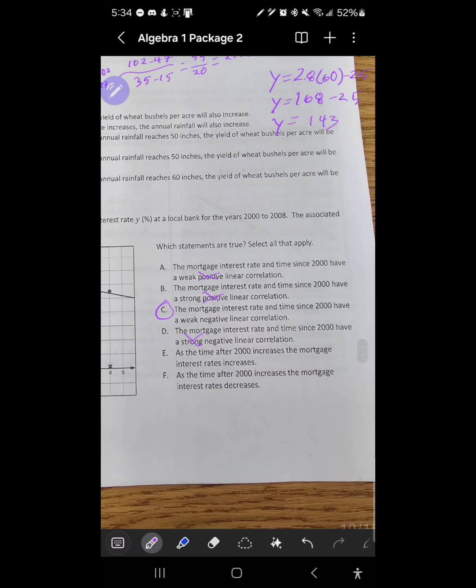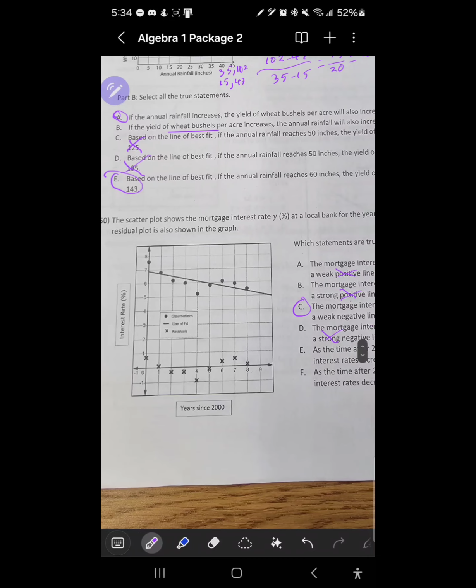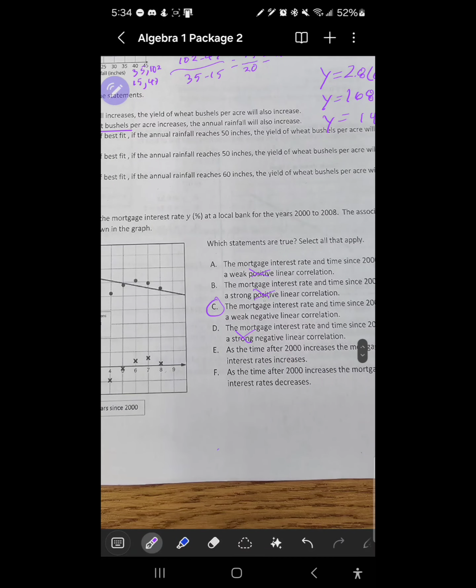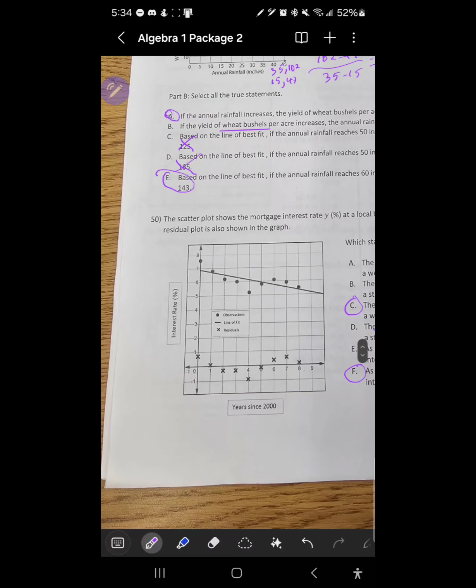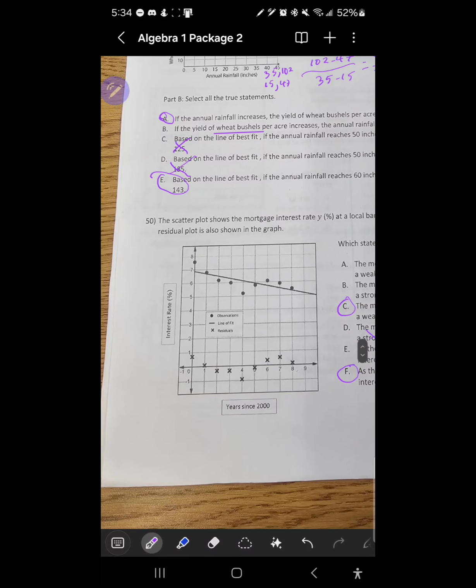And then, as the time after 2000 increases, the mortgage interest rate increases. This is just saying that it is going up, that with time the rates are going up, which is not true as we can see in the graph. It actually decreases over time, so that's our true value, because it is going down, as I said before. And that's basically it. It was faster than I expected.